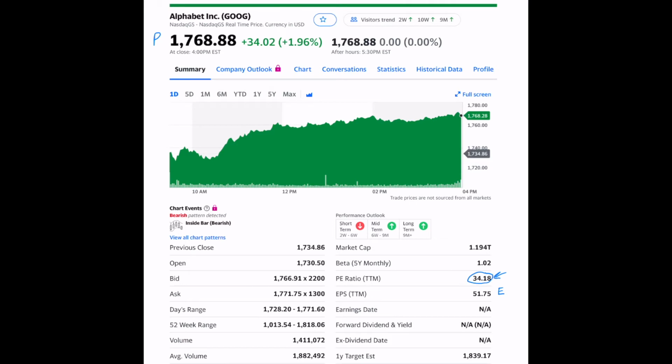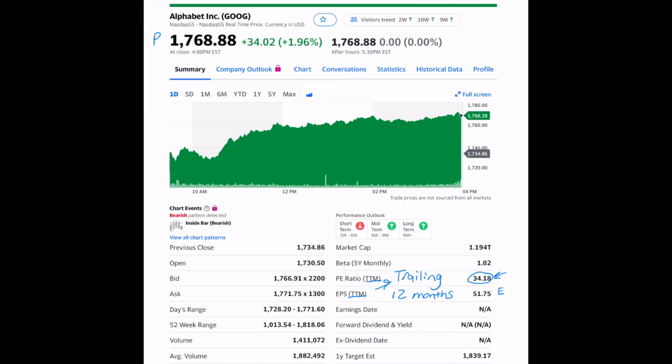Now that means that right now, shareholders are willing to pay about 34 times Alphabet's earnings per share for a single share. Now, one thing you might notice on this page is that next to PE ratio and EPS is TTM. And what TTM is short for is trailing 12 months.